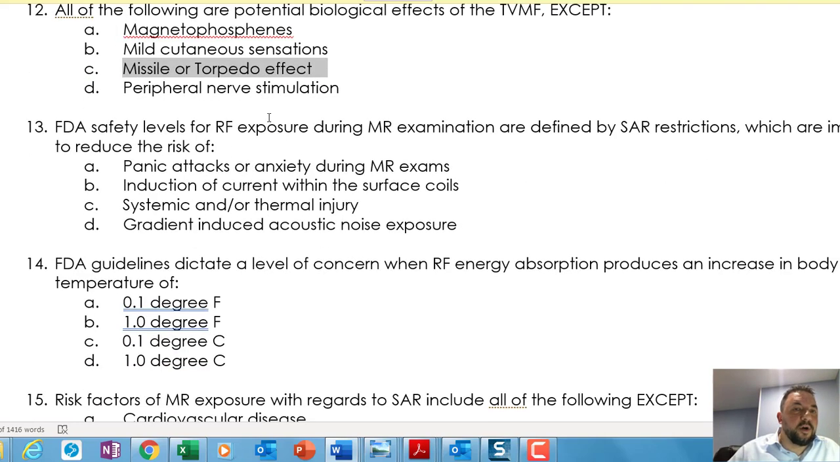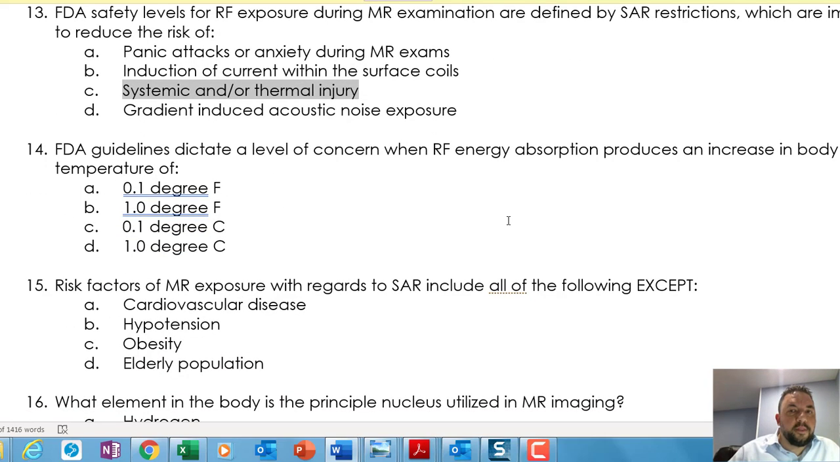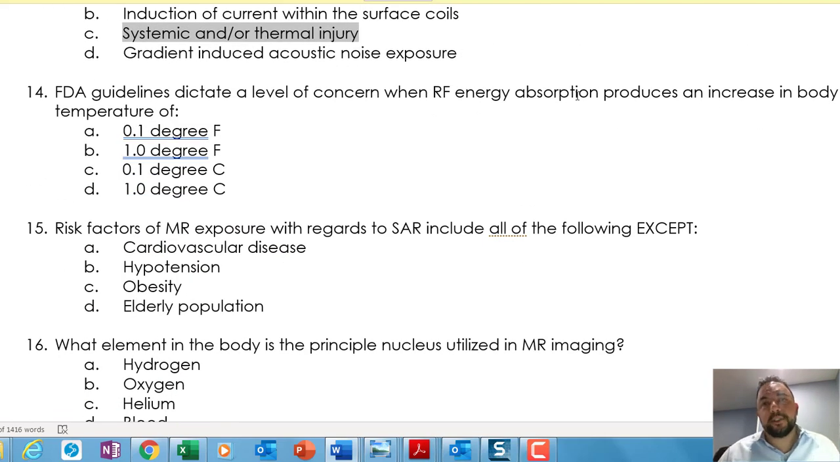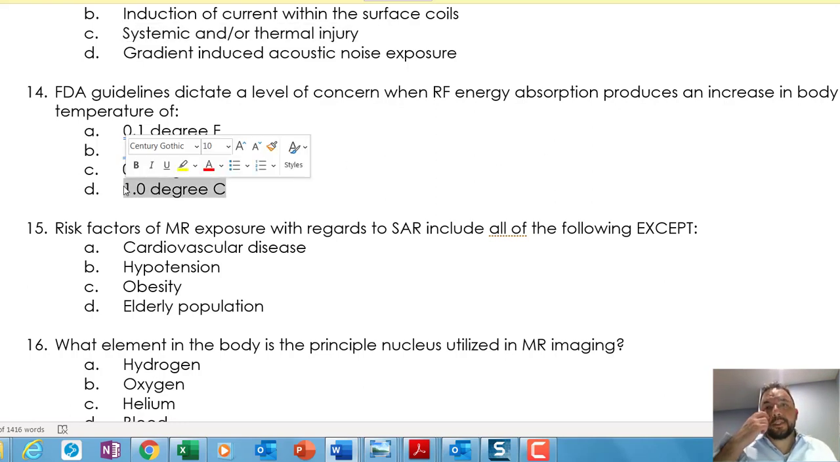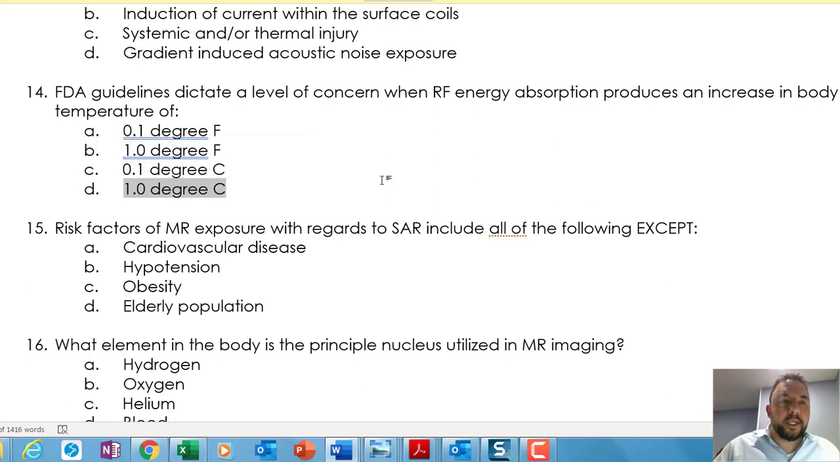FDA safety levels for RF exposure during MR exam are defined by SAR restrictions, which reduce the risk of systemic or thermal injury, heat potential. That heat deposition or RF energy deposition, SAR, we don't want that deposition to increase the body temperature by more than 1 degree Celsius. That's our threshold or our limit. Especially we think of amniotic fluid or pregnant patients. We don't want to exceed that 1 degree Celsius threshold.